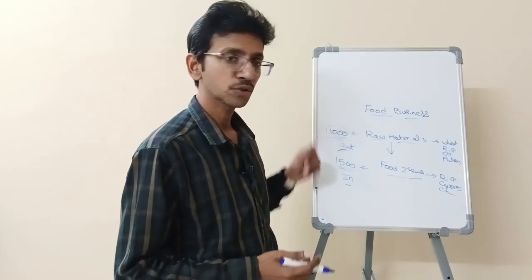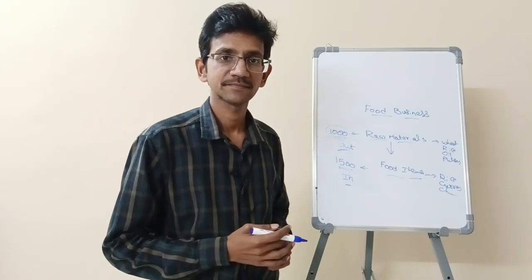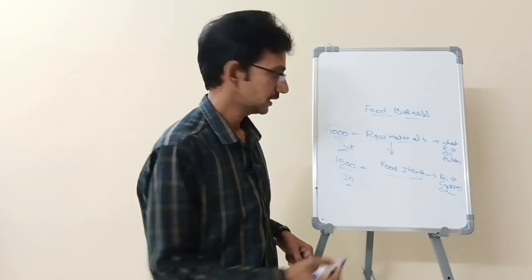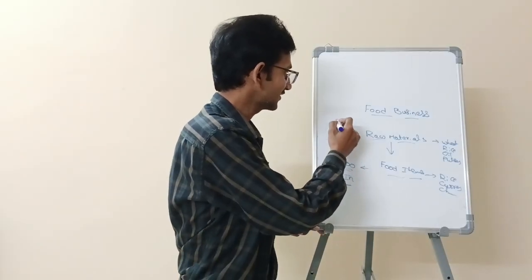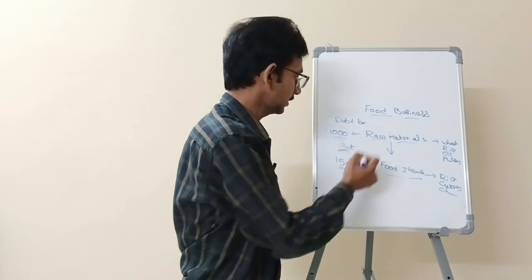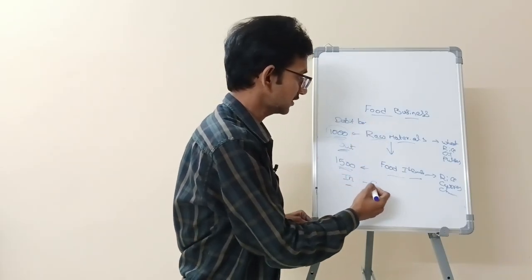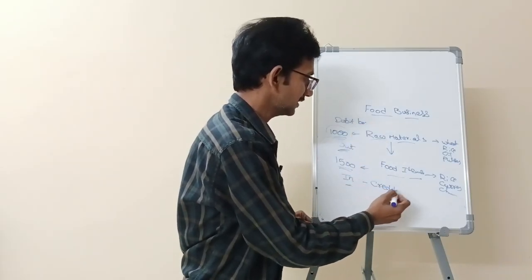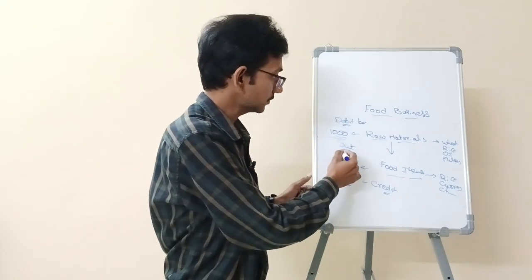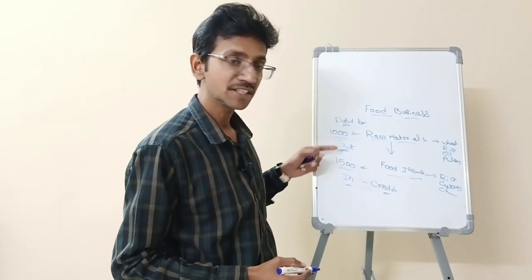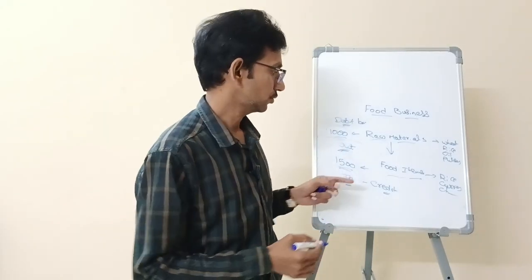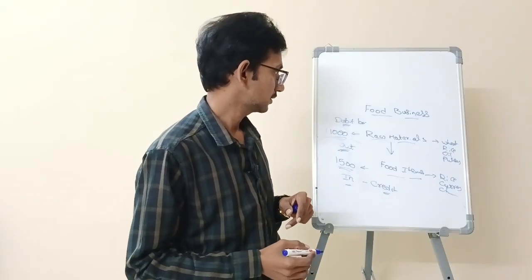The money which goes out is called debit balance, and the money which comes in is called credit. These are technical terms. You need not worry about these things, but the basic idea is outward money and inward money. The money that goes out is called debit.